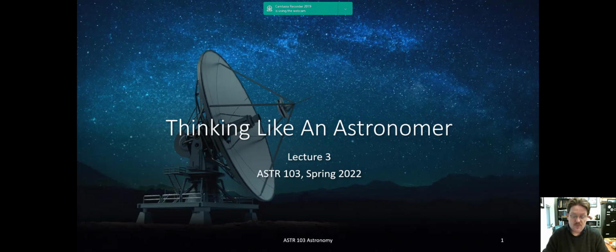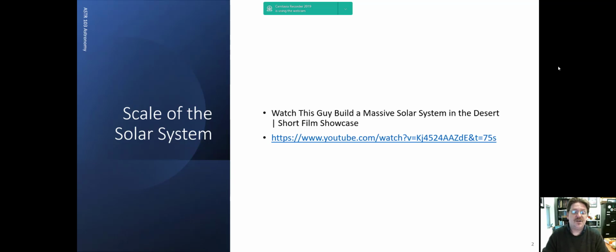But before I begin, I wanted to revisit a couple of things from the previous lecture. Last lecture I talked about the scale of the solar system, and I may have mentioned, either in that lecture or in class, that there were a group of young men who created a scale model of the solar system in the Nevada desert. I am providing the YouTube link here. I highly recommend checking it out. It really does put into perspective the relative sizes and distances of the various objects in the solar system.